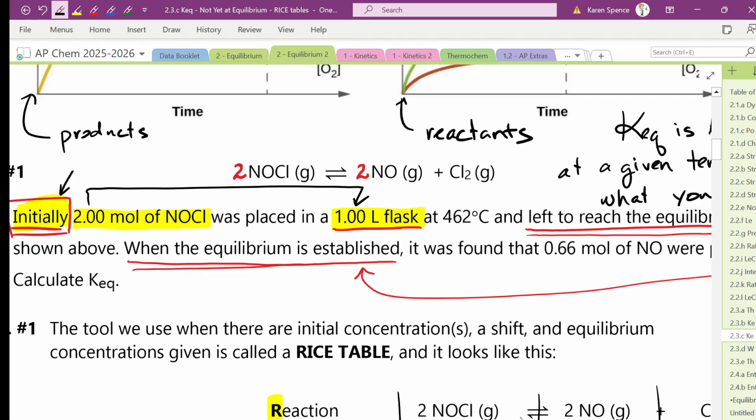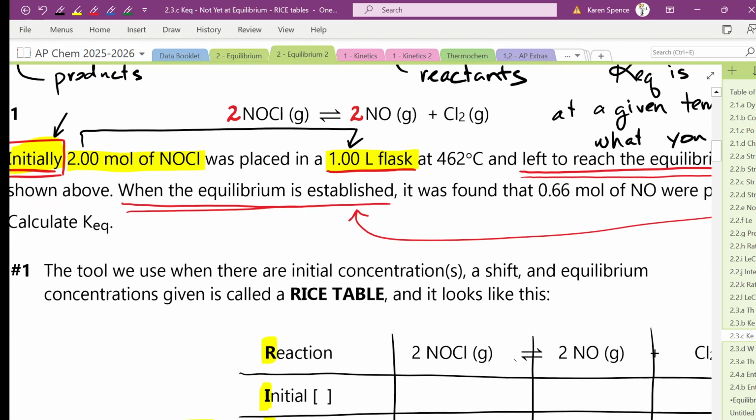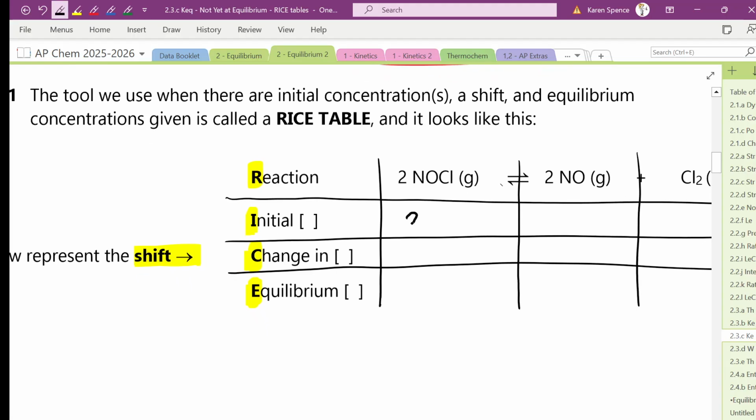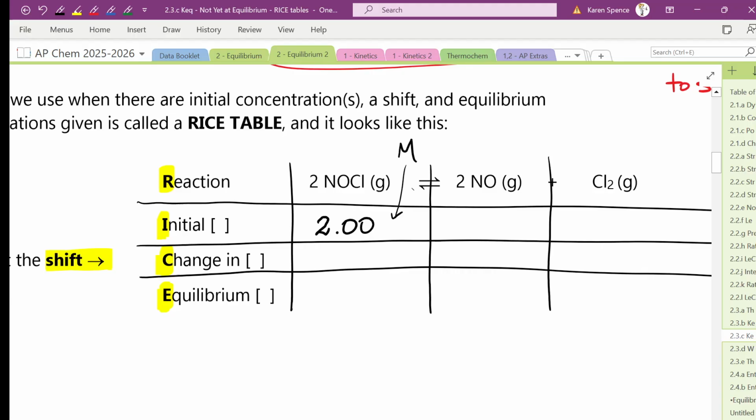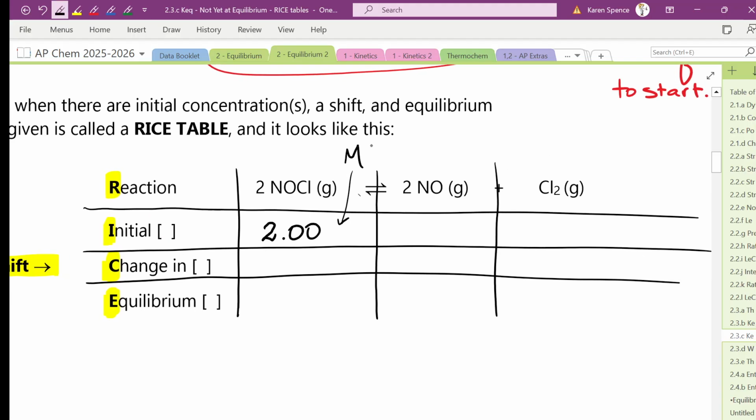Because the math is so easy on that one, 2 divided by 1, I'm not going to make you show the calculation. So we're going to put this in here, 2.00. Now, this does have a unit. Okay, this is molar, but you don't need to write molar because we are dealing with KEQ, and KEQ has no units. If you want to write the molar, you can, but you do not have to.